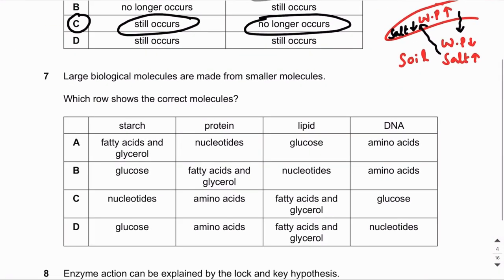Let's move on to MCQ number 7. Large biological molecules are made from smaller molecules.